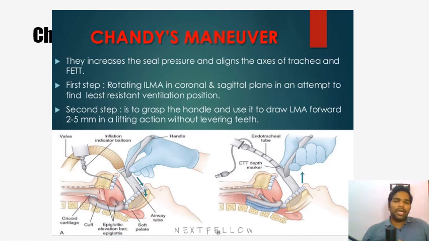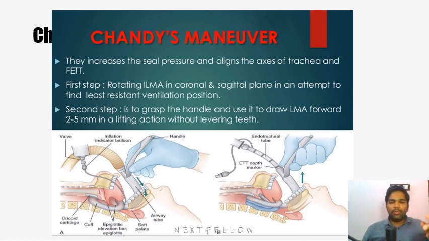So there is something called Chandy's maneuver. I have given the exact mechanism of Chandy's maneuver in the notes, you just see the slide. But Chandy's maneuver is also an MCQ question. They may ask, Chandy's maneuver is done in which LMA? The answer is the intubating LMA or fast track LMA.